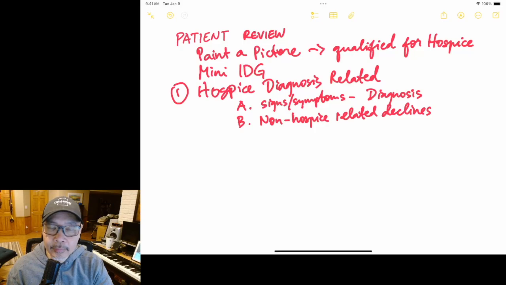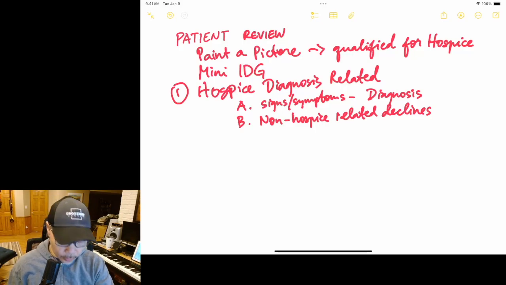And then after that, you can start talking about, okay, non-hospice diagnosis related things like how are their bowels moving? Are they having any joint pains, or et cetera, et cetera. So you get the idea. It needs to be organized in that manner. And then we go down then to the next, the disciplines.